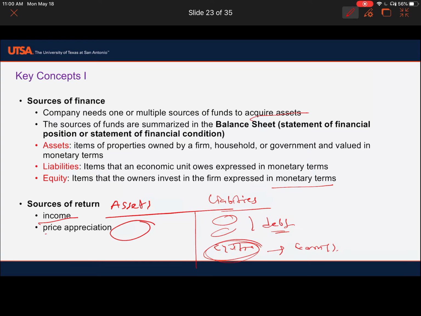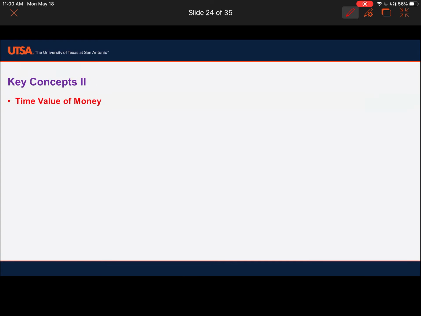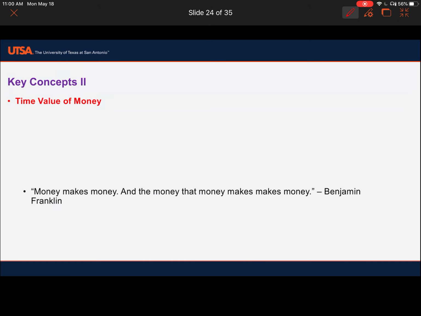So what are the sources of return? It could be income and price appreciation.